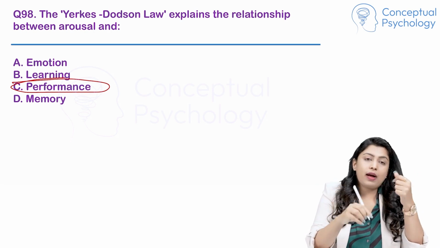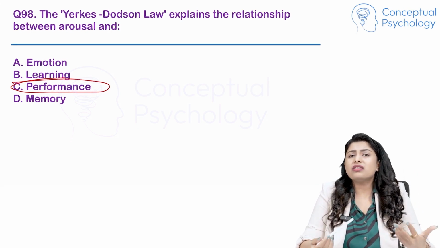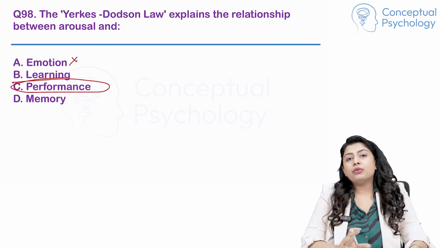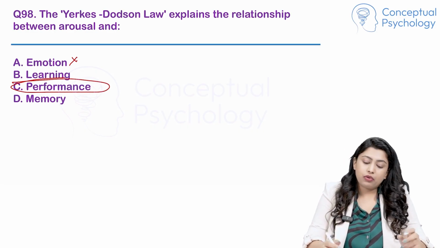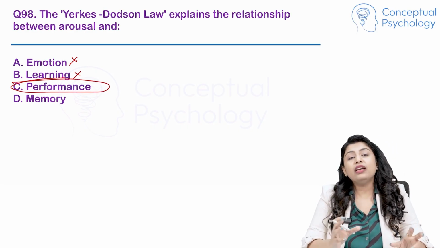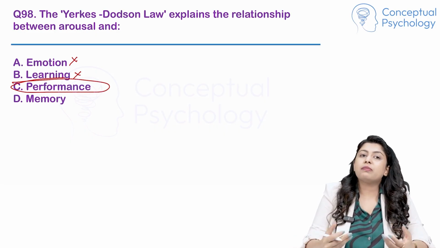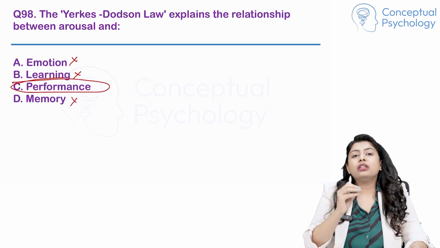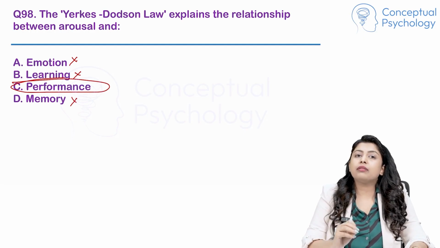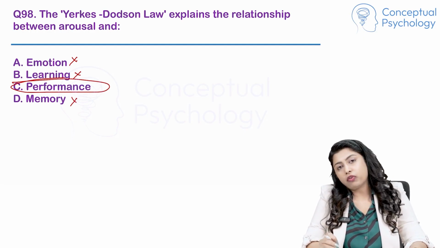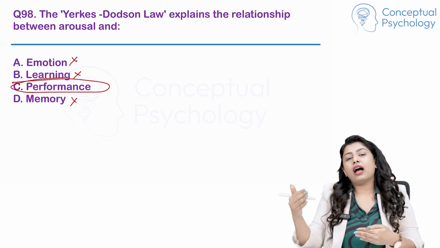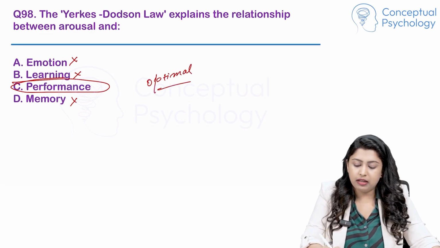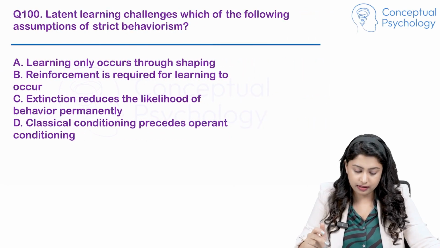So why is emotion the incorrect option? While it is related, the law specifically addresses performance only. While arousal affects learning, the law specifically focuses on performance. And while arousal affects memory, the law again specifically describes the arousal-performance relationship only. The Yerkes-Dodson law demonstrates that moderate arousal levels optimize performance, while both very low and very high arousal impair performance. So here we need the optimal level. Hence, C is the correct answer.